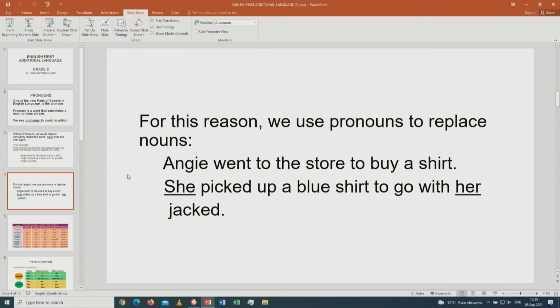And our story will be like, Angie went to the store to buy a shirt. She picked up a blue shirt to go with her jacket. She is responsible for the action that is taking place in the sentence, picked. And here, her works as our pronoun object.